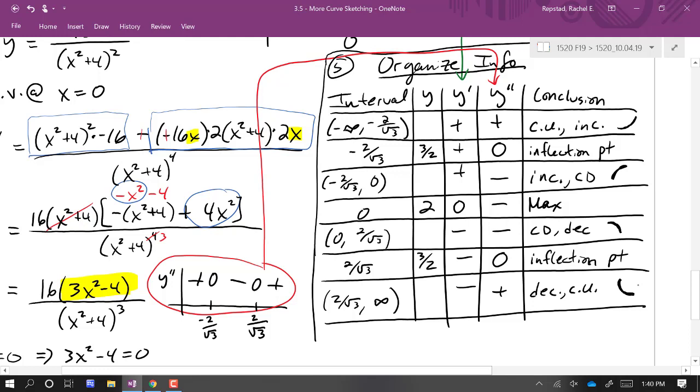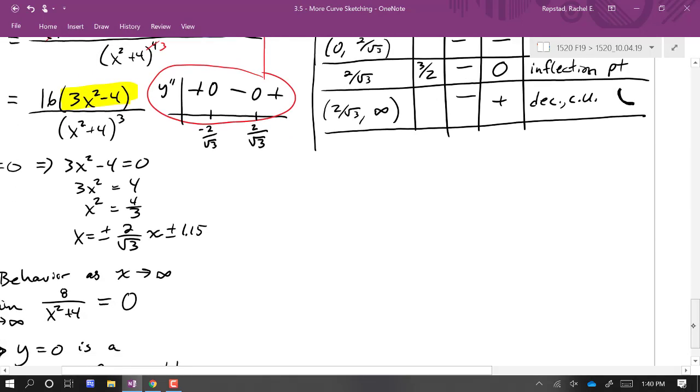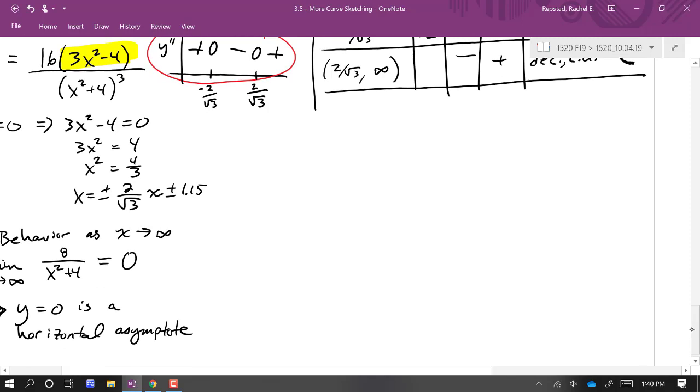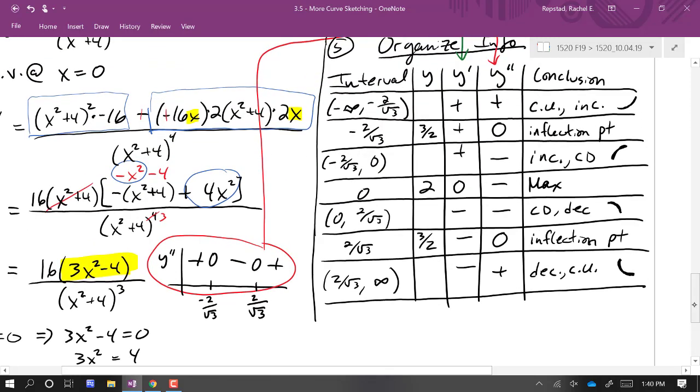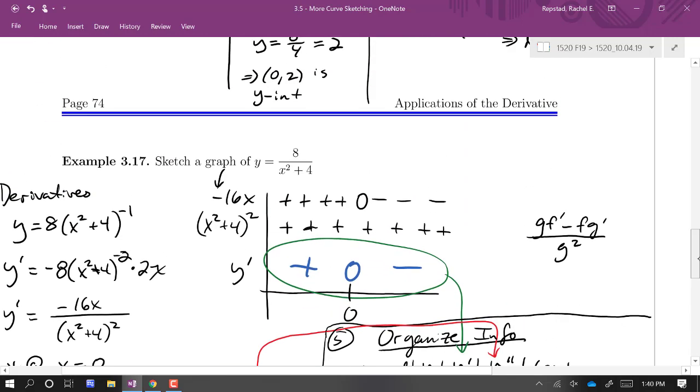All right, now we're going to sketch it. You guys ready? I'm going to sketch it right here. We know that the domain is all real numbers. Before I draw my axes, I'm going to observe that y is always positive, so this graph is going to exist entirely above the x-axis.